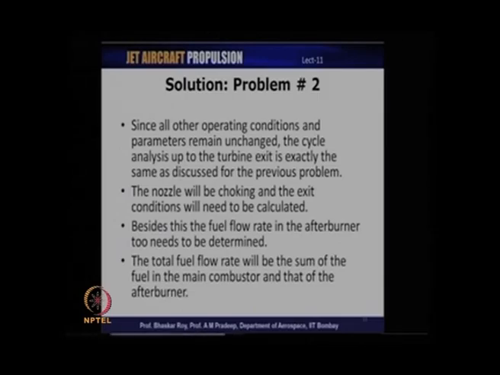So, it is also mentioned that the operating parameters remain unchanged up to the turbine exit, which means that the cycle analysis up to the turbine exit is exactly the same, and so we will not repeat the same calculations here. And so, we will now need to see how the increase in temperature would affect the performance. So, the nozzle will continue to be choked, because we had calculated the nozzle pressure ratio and seen in the previous case that the nozzle was choking, which means that even if you use an afterburner, the nozzle will continue to be choked, but we will have an increase in the stagnation temperature, and we will see if that makes a difference in the thrust.